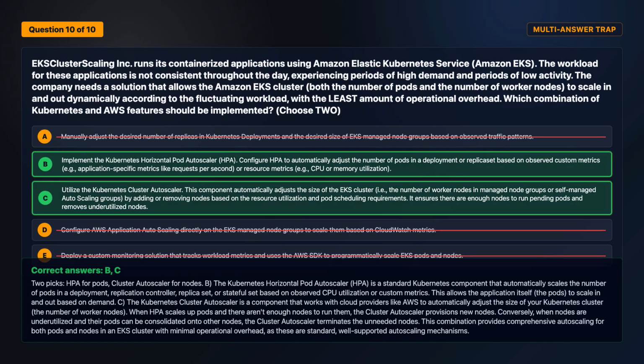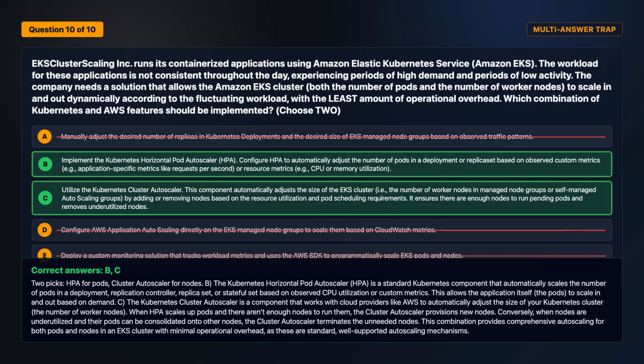The correct answers are option B and option C. 2 picks, HPA for pods, cluster autoscaler for nodes. B. The Kubernetes Horizontal Pod Autoscaler, HPA, is a standard Kubernetes component that automatically scales the number of pods in a deployment, replication controller, replica set, or stateful set based on observed CPU utilization or custom metrics. This allows the application itself, the pods, to scale in and out based on demand.